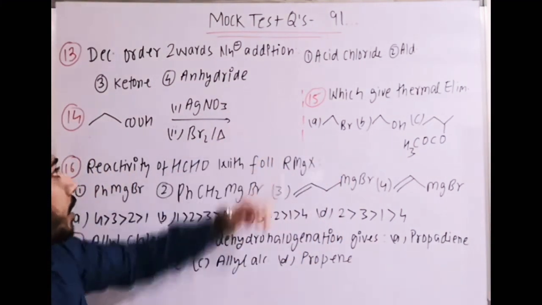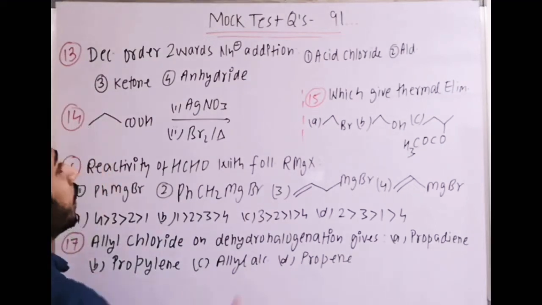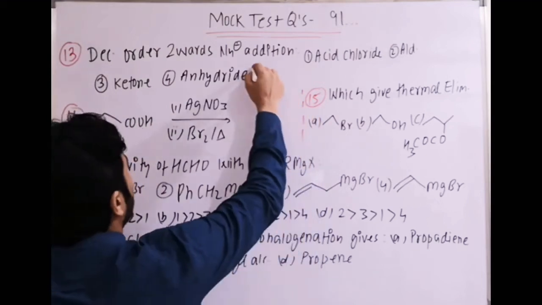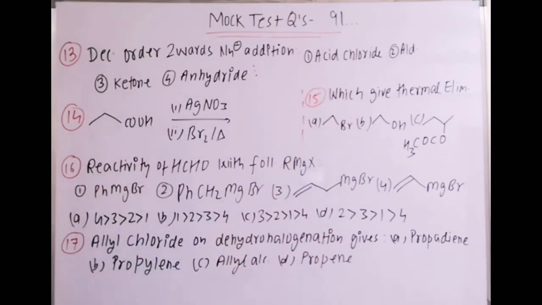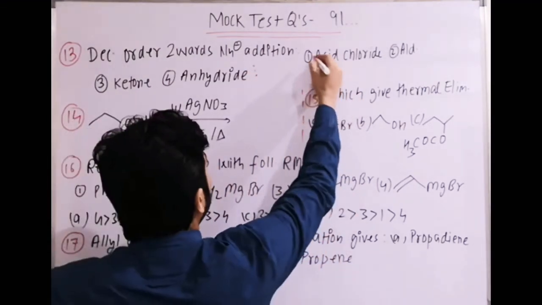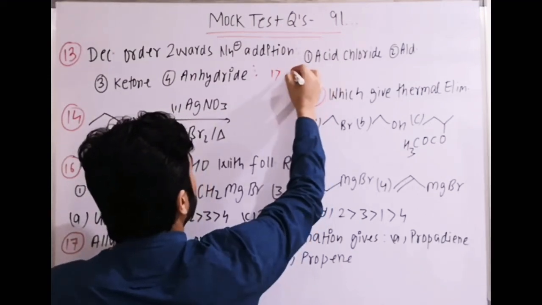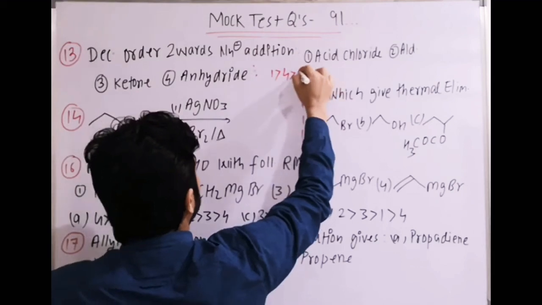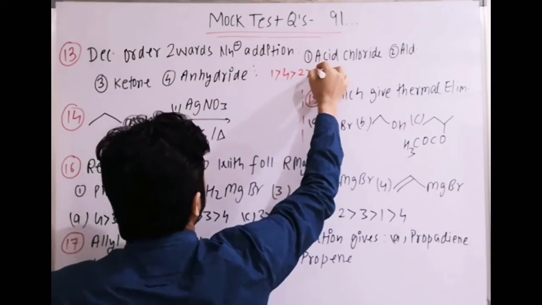Pause this video. I am giving the answer for question number 13. Among them, the order for nucleophilic addition, which is mainly an experimental order, the explanation given is not suiting. Acid halide is maximum, then acid anhydride, then aldehyde, then ketone.